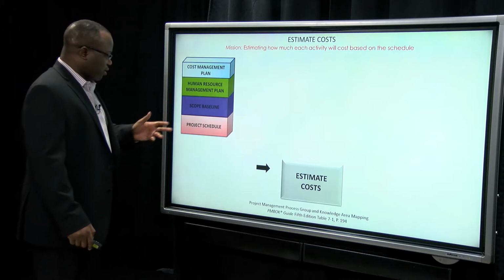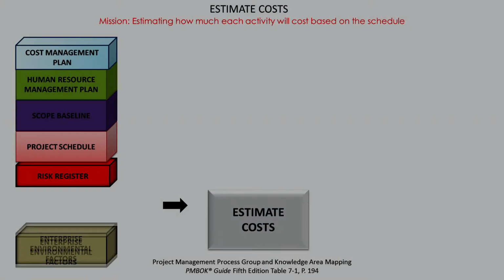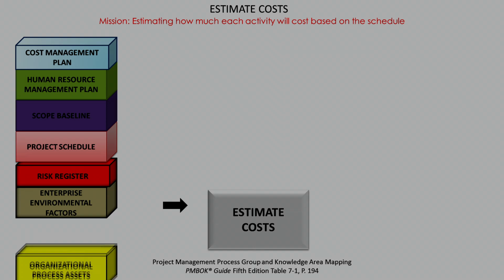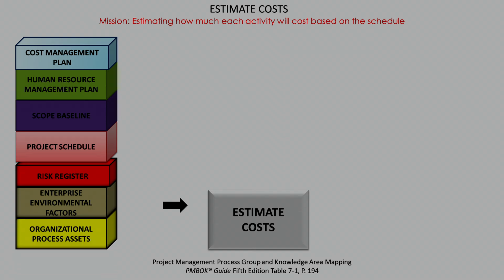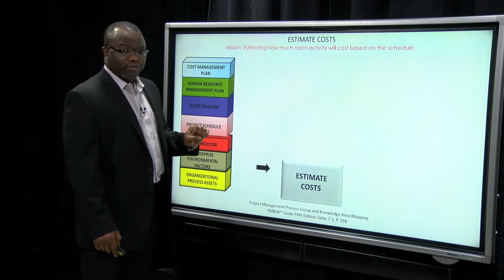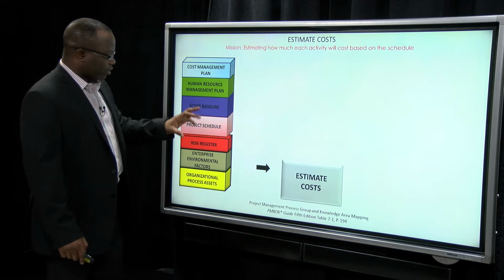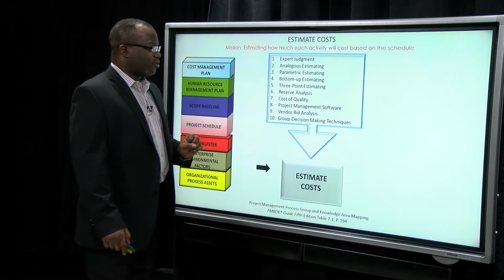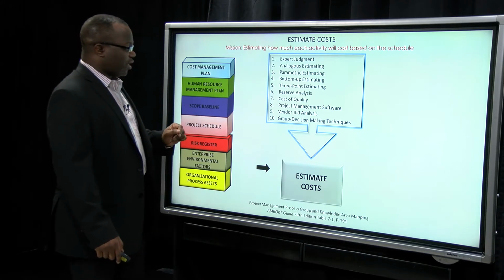Don't forget that. You've got your project schedule, your risk register, because sometimes when you manage risks, you spend money, don't you? EEFs and OPAs, those are the inputs. So anything that could affect the cost of activities we have as inputs, those things for consideration. Now we've got a laundry list of tools and techniques. We'll go through them really quickly.